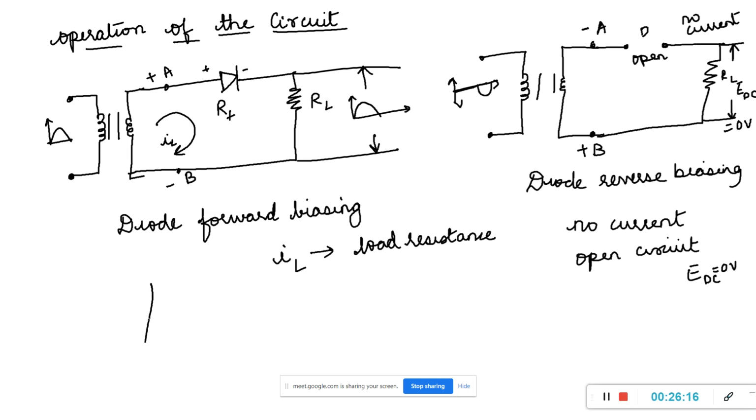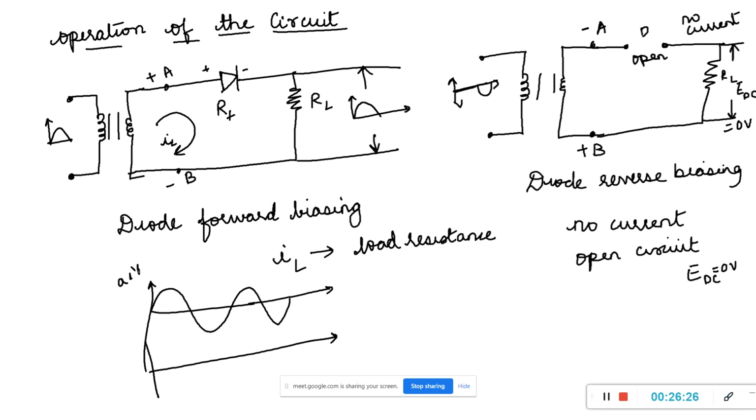So how does it conduct now? This is the circuit. This is the input AC voltage, and this is the pulsating DC output. During the positive half cycle of the AC voltage, the diode conducts and current flows. During the negative half cycle of the AC voltage, the diode does not conduct, there is no voltage, which means no current, 0 volts.